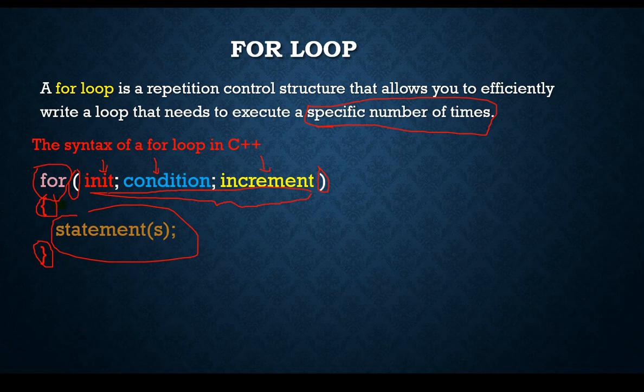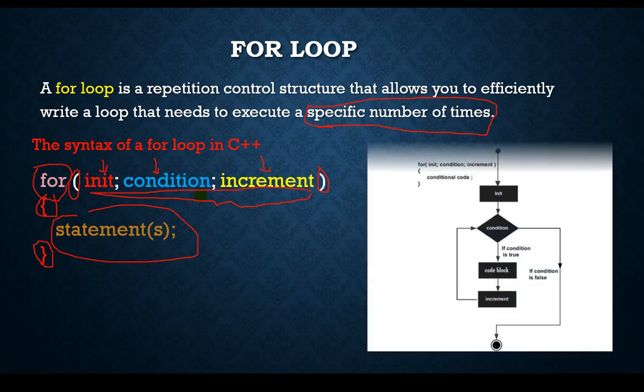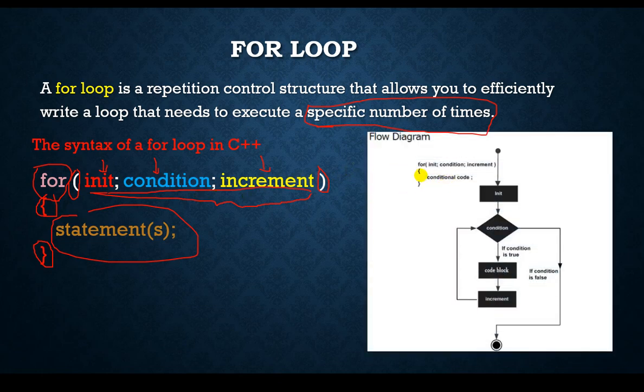And all these variables are normally integers. Okay, so let's see the flow diagram. We initialize the loop, we check if the condition is true, and then we execute what? If the condition is true, we execute the block of code, right? And then we go to the increment.